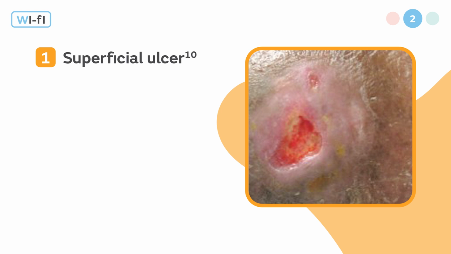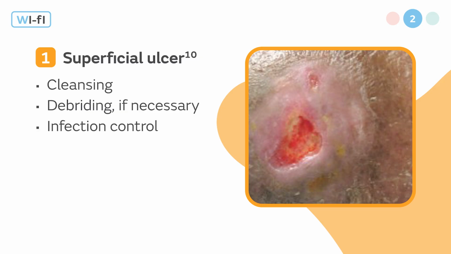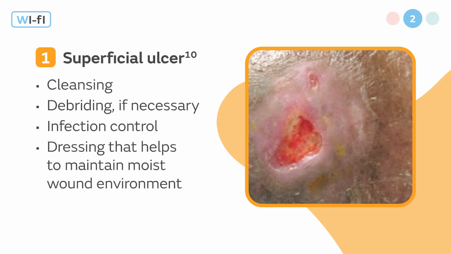1. When you start to see a small, superficial ulcer, but with no gangrene present, then grade this wound as a 1. At this stage, use the 4 basic steps of cleansing, debriding if necessary, infection control, and using an appropriate dressing that helps to maintain a moist wound environment, as ALUs are more likely to be dry wounds and heavy exudate is not common.